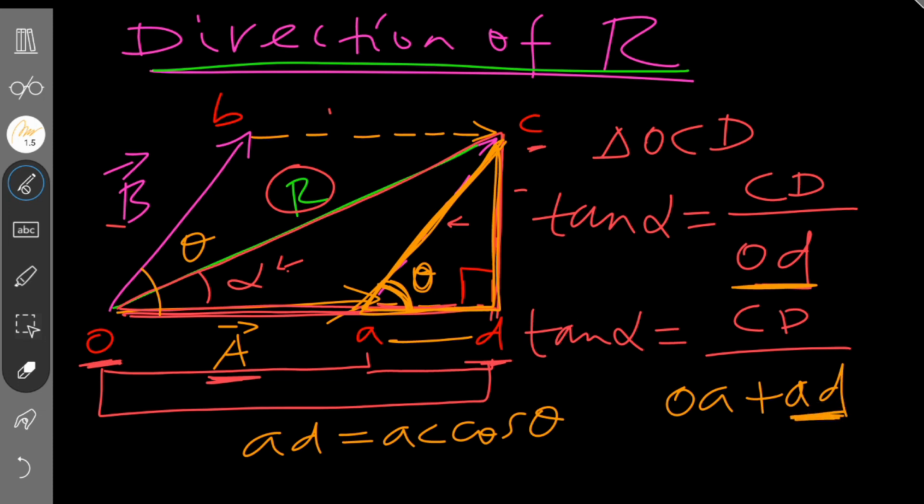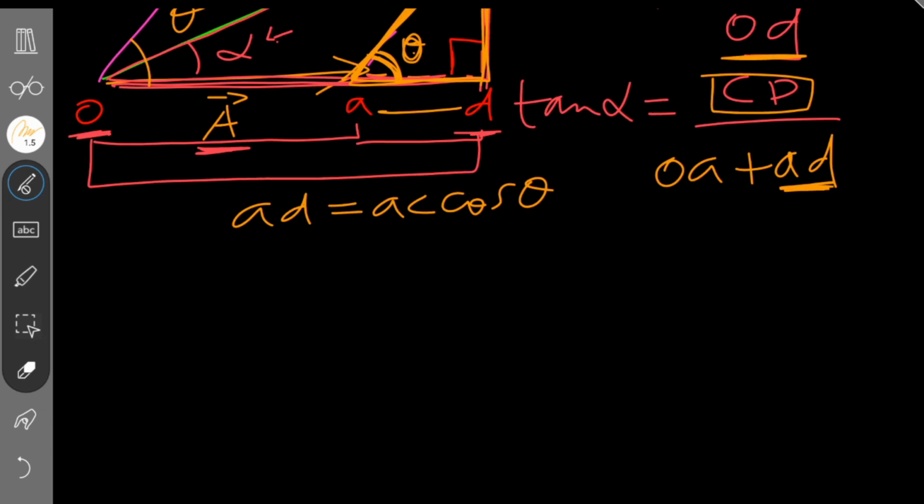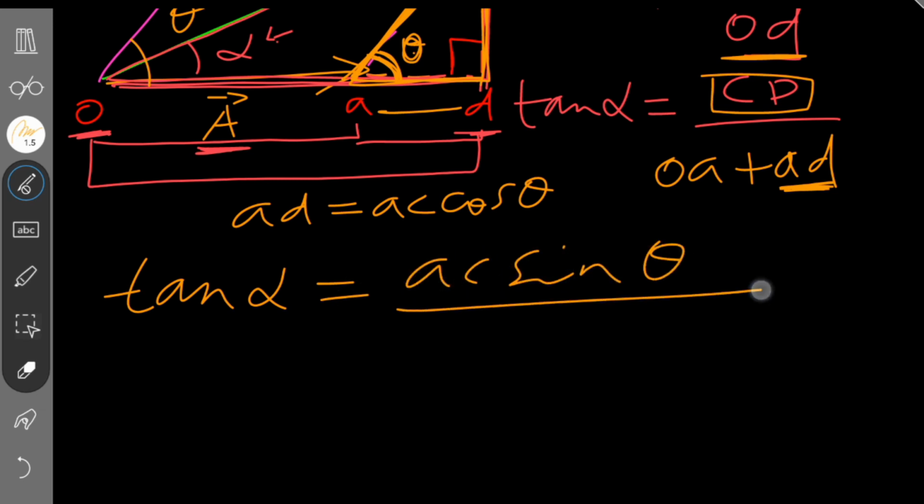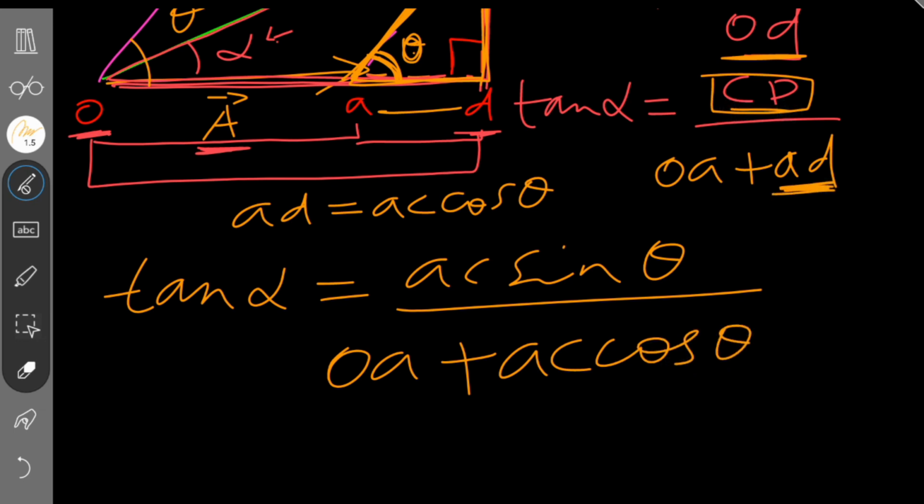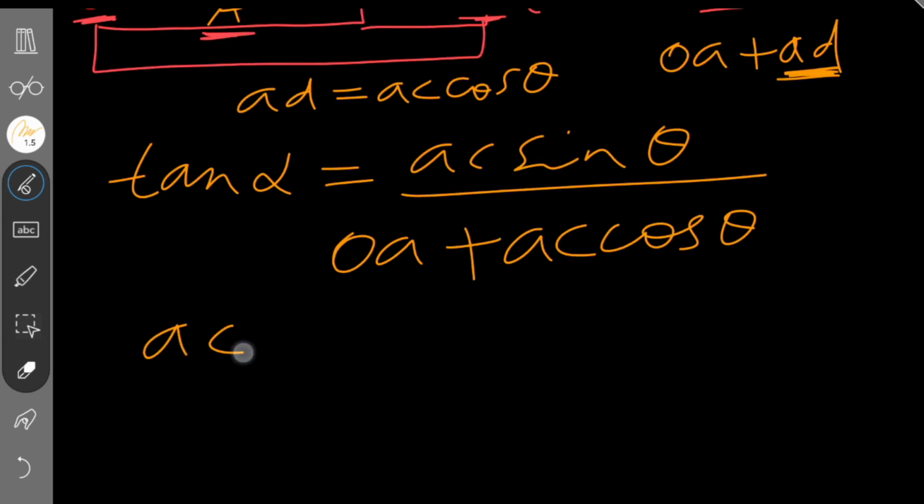And CD የምትለውን እቺን ተርም ደግሞ ከላይ ያለችውን እቺ ሳይድ ማለት ነው. CD ደግሞ by using this hypotenuse and theta ምን ትሆናለች? AC times sin theta ትሆናለች ማለት ነው. Then እሱን ፕሮፐርቲ ስትጠቀም tan alpha ምን ይሆናል? tan alpha is equal to AC times sin theta divided by OA plus AC cos theta. ስለዚህ እችንም substitute አደረኩ.